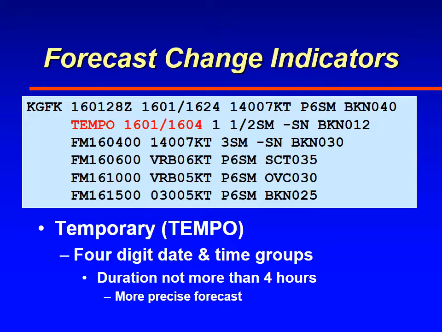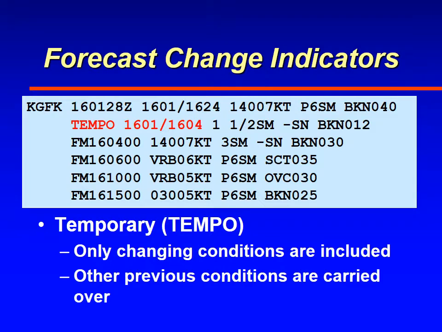Forecasters are not allowed to use the tempo group for more than 4 hours. You can't have a 6 or 12-hour tempo group. For that matter, you can't have a 24-hour tempo group. That doesn't make sense. They want to make sure that the forecast is precise and the meteorologist is not covering themselves with the tempo group, so they limit it to only 4 hours to indicate that there's only going to be slight changes to the forecast.